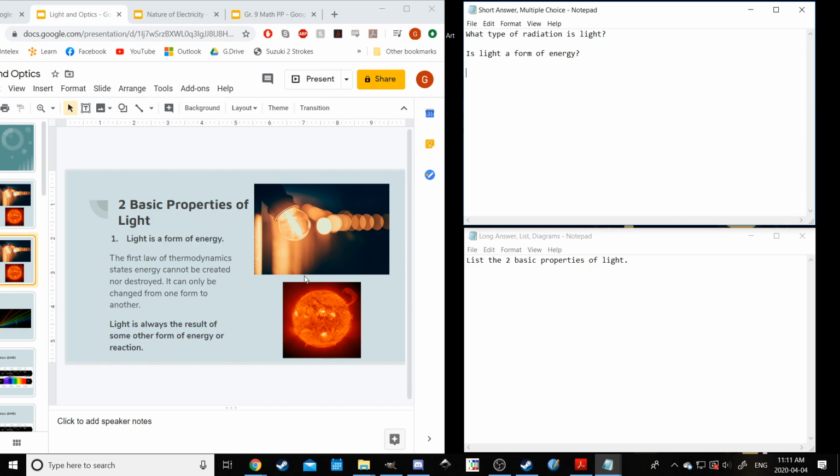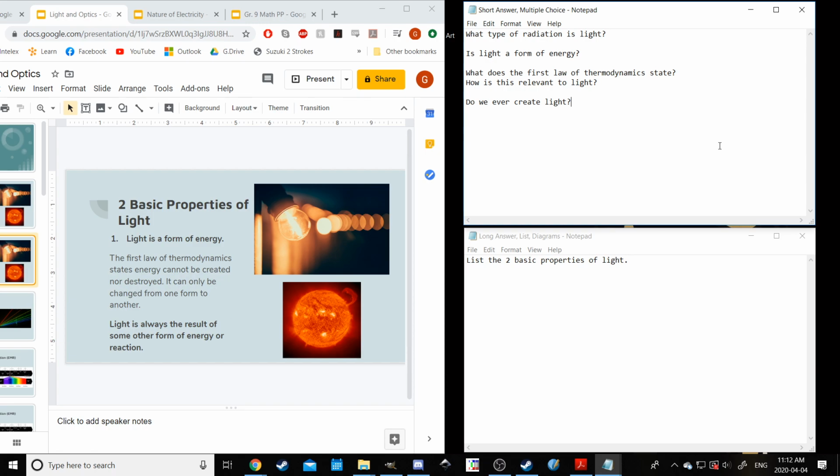The first law of thermodynamics states, okay, what does the first law of thermodynamics state? And you can maybe follow up, how is this relevant to light? And then we have another bolded thing here. Light is always the result of some other form of energy or reaction. So do we ever create light? It's more of a true or false. You could say, do we create light, true or false? And I think that's probably all the questions we can create out of this.